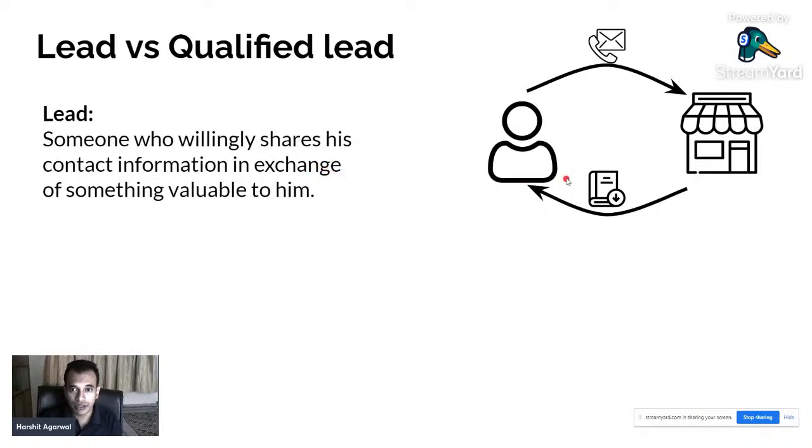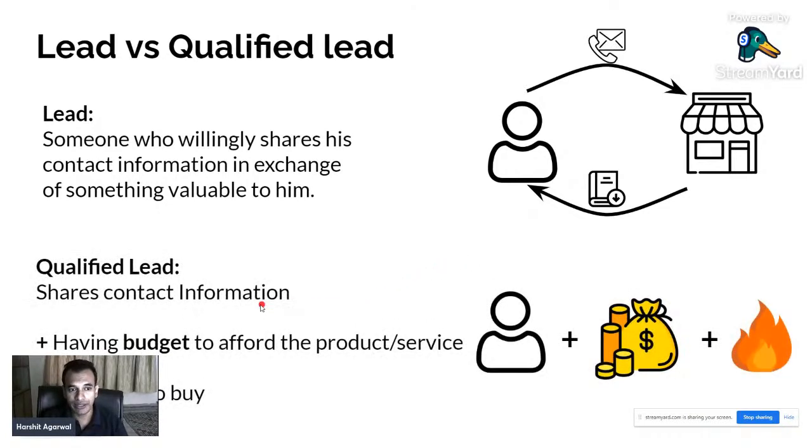Now let's talk about a qualified lead. So in addition to sharing the contact information, the person also has the budget to afford the product or service, and he also has a hot intention, a hot need of the product or the service that the business is offering. So contact information plus budget plus intention, that is what a genuine qualified lead is.